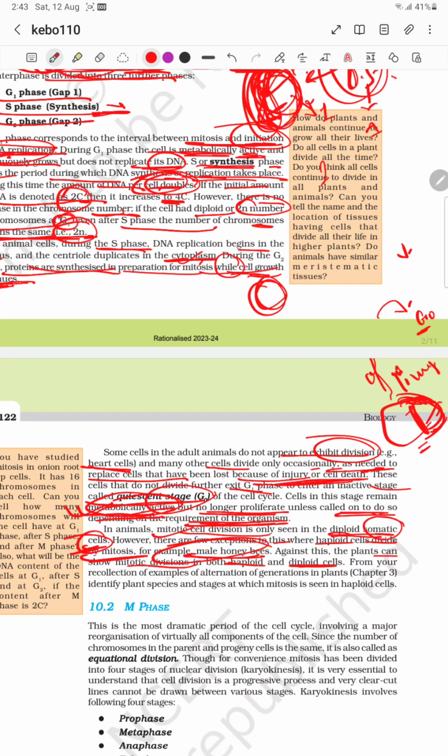From your recollection of example of alternation of generation in plants, identify the plant species and stages at which mitosis is seen in haploid cells. You can see it in the chapter of flowering plants, right? Yes, in that.